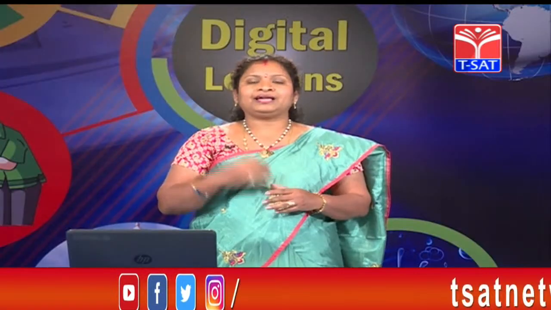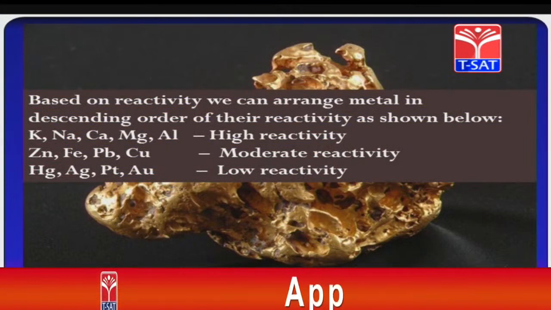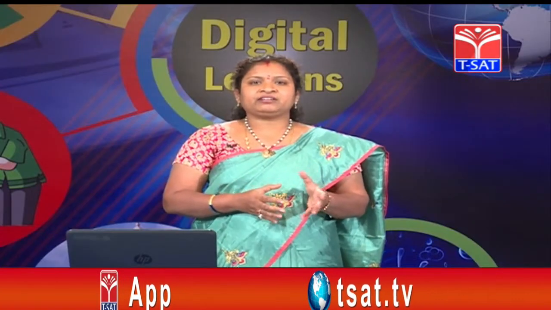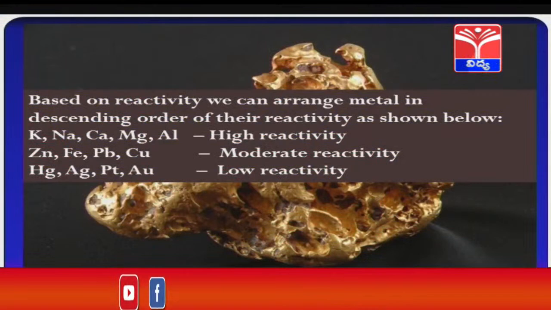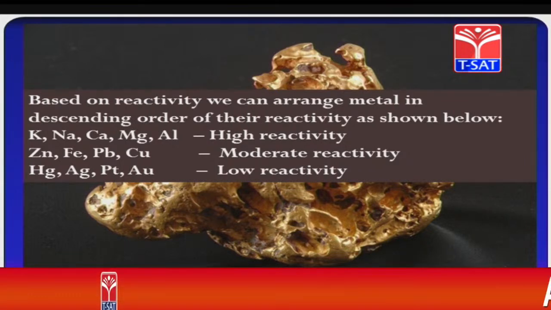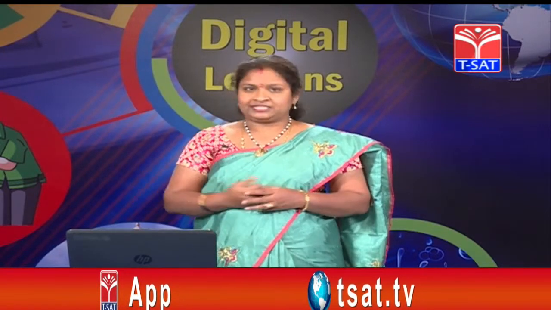Now, let us see what are the highly reactive metals. Potassium, sodium, calcium, magnesium and aluminium are highly reactive. The moderately reactive metals are zinc, iron, lead and copper, and the least reactive metals are mercury, silver, platinum and gold. So, we can classify the metals as highly reactive, moderately reactive and least reactive. By this we understood that the least reactive metals are obtained in the free state and the highly reactive metals are obtained in the form of minerals combined with other elements.